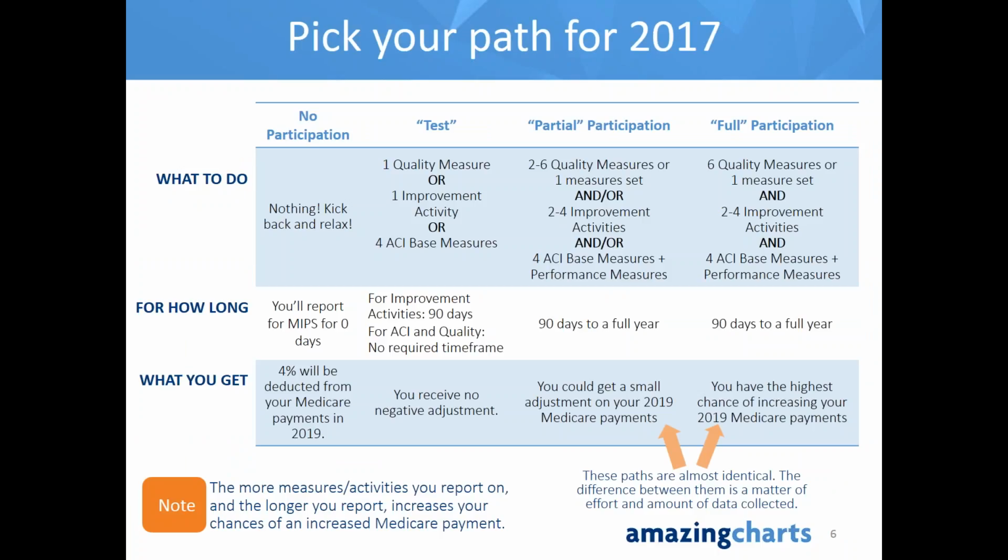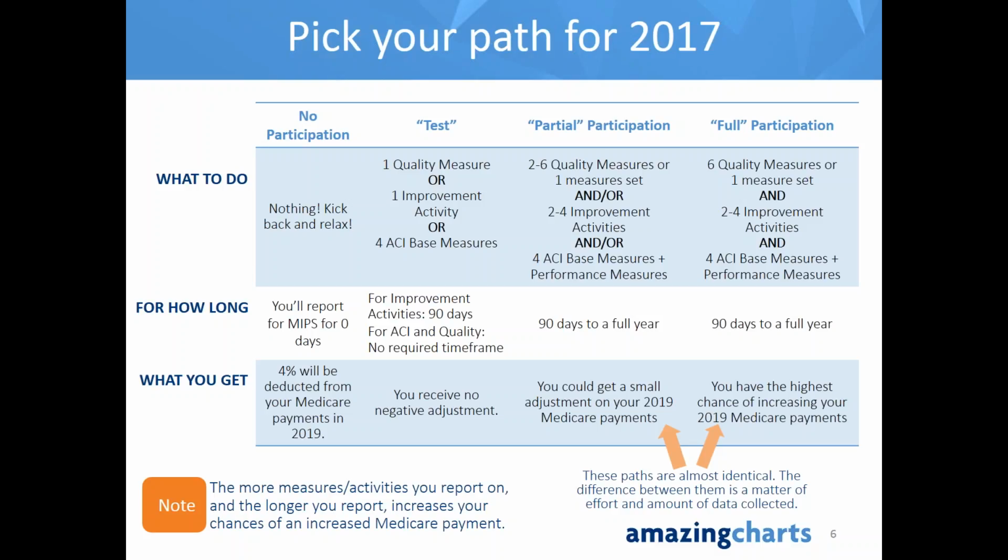So here's a quick review of the paths that you may choose for 2017. Do nothing and take the 4% reduction. Or take the test path, as they refer to it, where you do the absolute minimum, and you will receive no penalty at all, nor are you eligible for any additional payments in 2019.